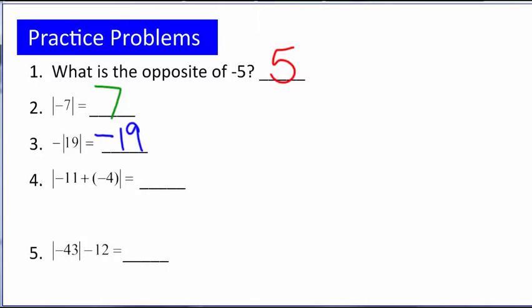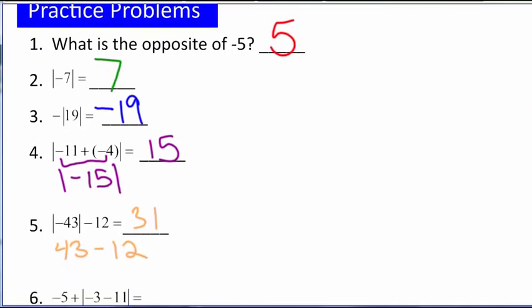Number 4. The absolute value of negative 11 plus negative 4. I'm going to simplify what's inside the signs first. I get negative 15, and the absolute value of negative 15 is positive 15. Number 5. The absolute value of negative 43 minus 12. The absolute value of negative 43 is positive 43. So I want to take 43 and subtract 12, and I will get 31.